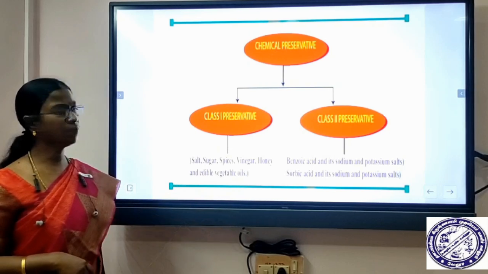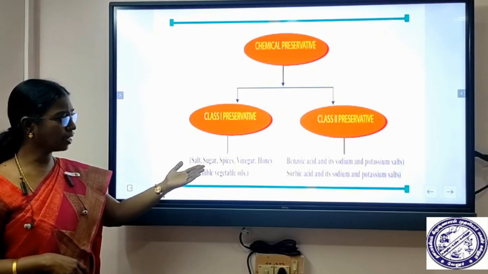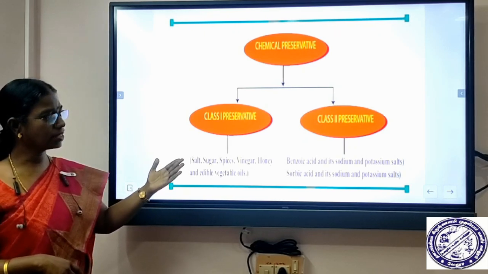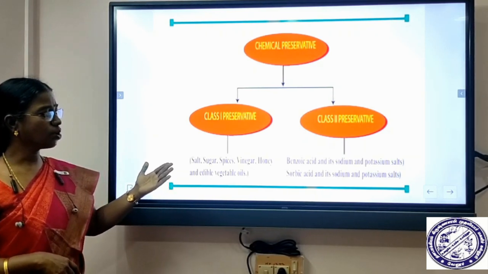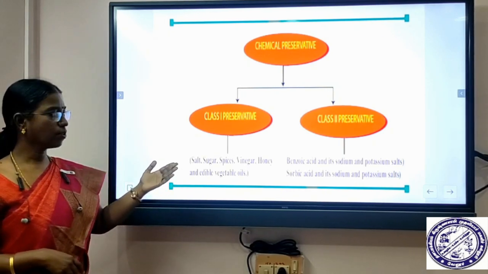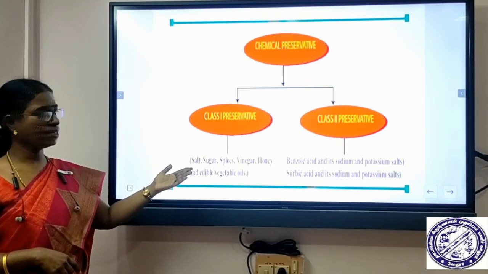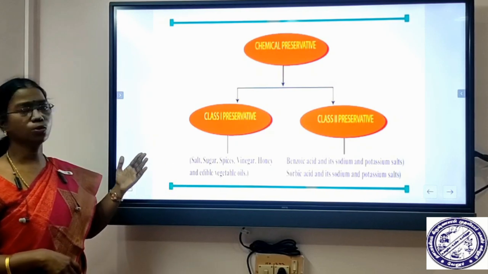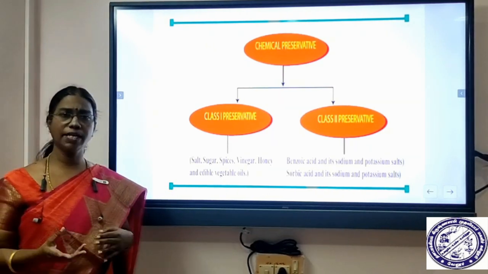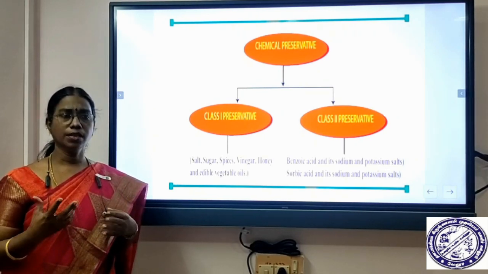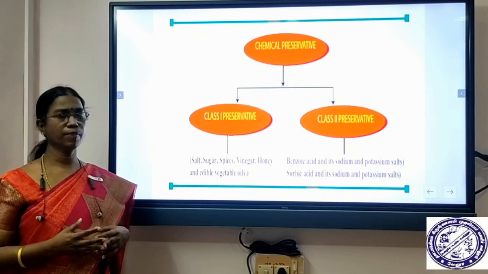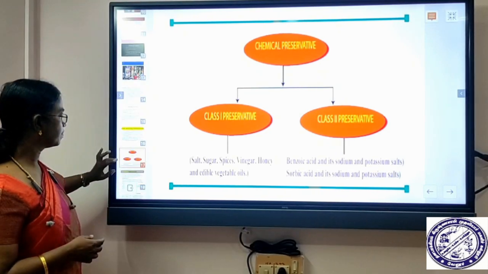Whereas class 2 preservatives include organic acids like benzoic acid, as well as the salts of organic acids, like sodium and potassium salts, sorbic acid, and sodium and potassium salts of sorbic acid like sorbates and benzoates. So these are the chemical preservatives. When these chemical preservatives are added to the food, it preserves the food away from microorganisms.